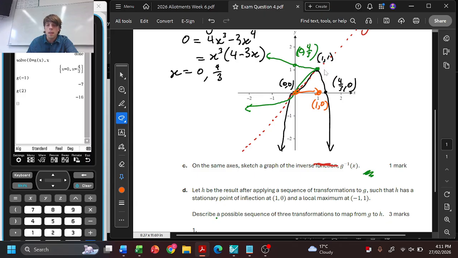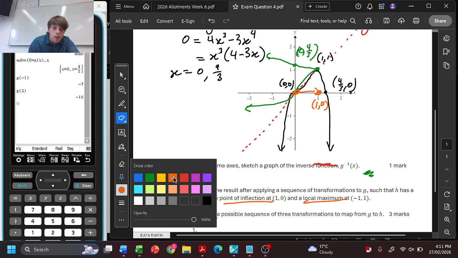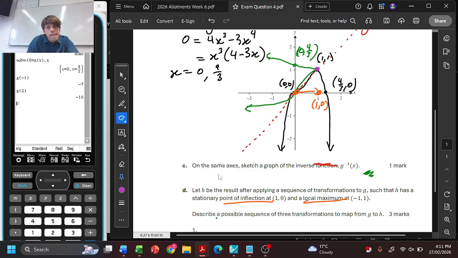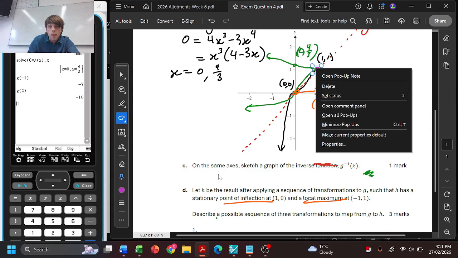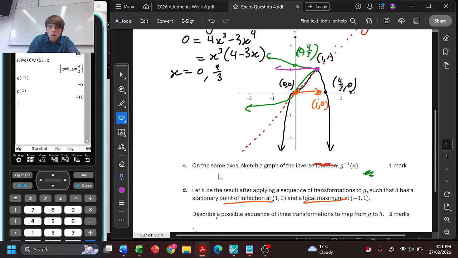That's one thing. Second thing is the local maximum. The local maximum needs to end up at (-1, 1). So let's label that here. So the local maximum was here at (1, 1). It needs to go over here to (-1, 1). Okay, so let's go about thinking about this.